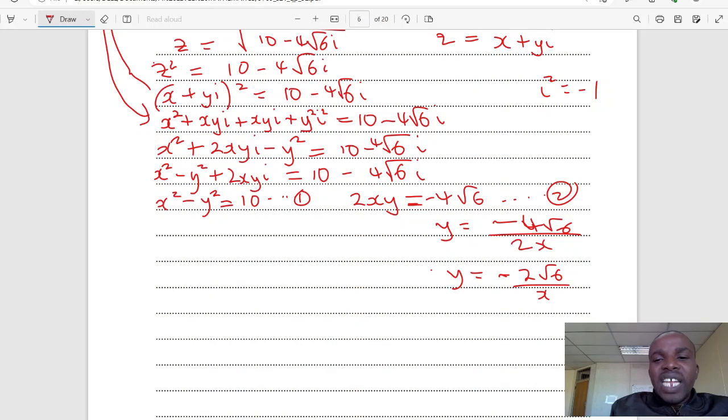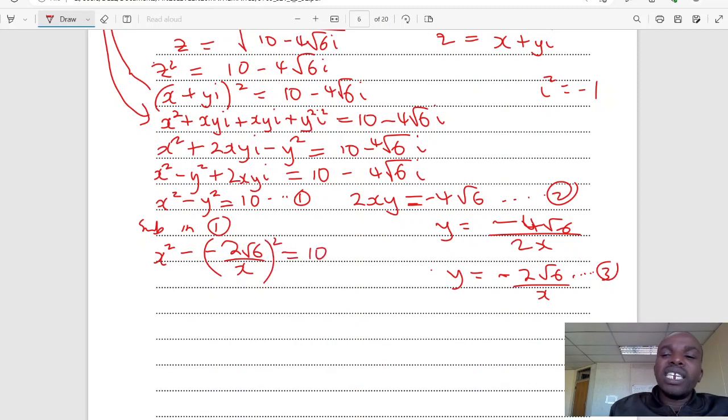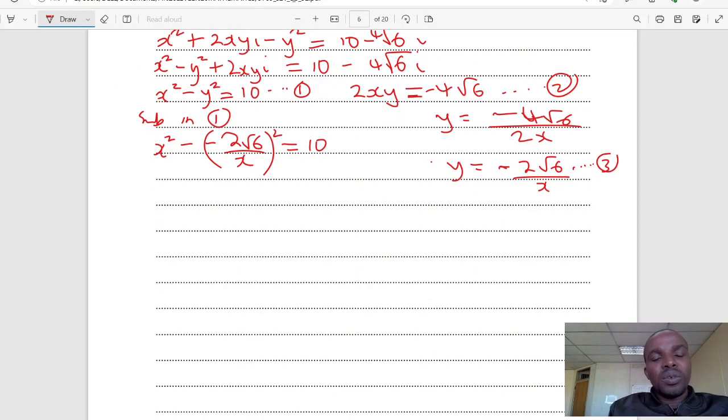Then I can take this and make it my equation number 3. Then substitute it in equation 1. So substituting in equation 1, I'll get x squared, where there's y, I will put minus 2 root 6 over x, then squared is equal to 10. I have to solve this one now, right?